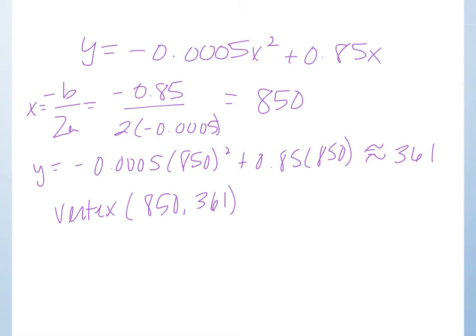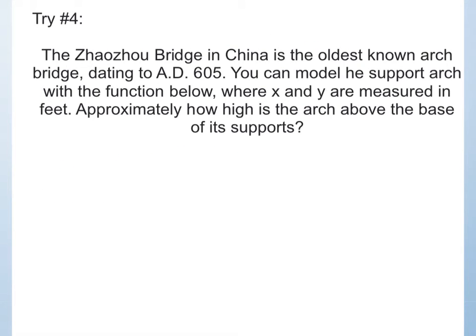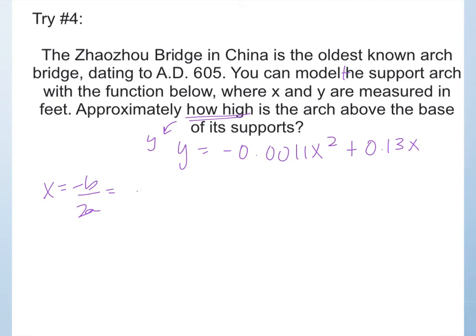Let's go back. All right, so we're going to do this again. By the way, I just realized the equation is supposed to be y equals negative 0.0011x squared plus 0.13x. Okay, so to be able to find the height would be our y value. So if it says how high, it's actually asking for y. But to be able to find y, we have to find x first. So x, remember, equals negative b over 2a. So that'd be negative b, which is negative 0.13, over 2 times negative 0.0011.